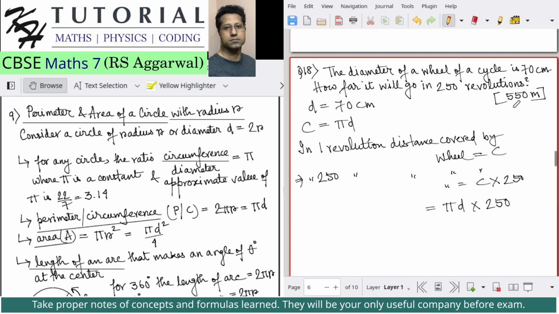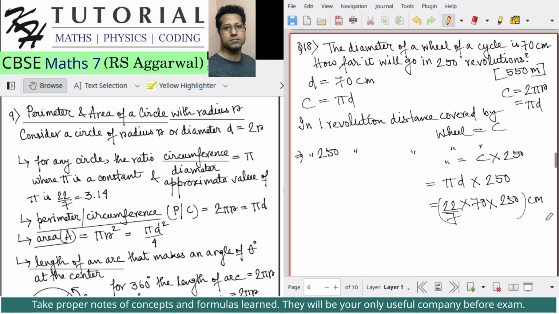We know that C is equal to 2 pi r, where r is the radius of a circle, which is also equal to pi d, because twice r is the diameter. So this is also equal to pi d. Okay. So what is pi? We are taking 22 by 7 and d is 70, and we have multiplied by 250. So this much centimeter is the distance covered by the wheel in 250 revolutions.